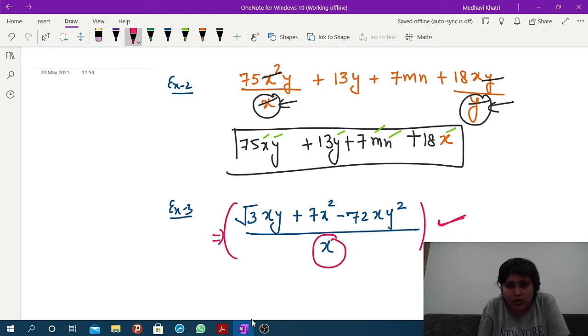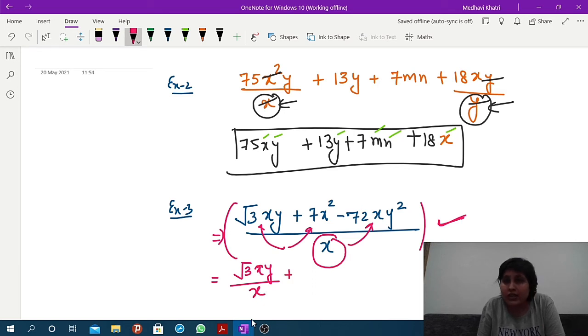So now what you will be doing is root 3 xy plus 7x square minus 72 xy square. As we can see that the whole expression is divided by x, and we can also split these terms. So what we can do is we can write like this: root 3 xy upon x. We can split it up because x is a part of each and every term. So next will be 7x square upon x, next one will be minus 72 xy square upon x.